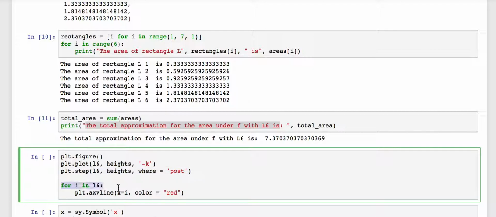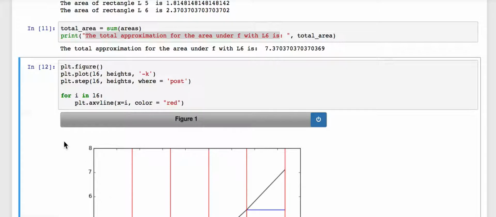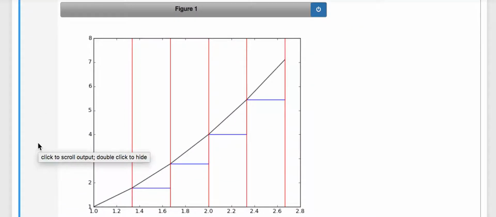Finally, I can draw a vertical line at each of the values in L6, each of those x coordinates, and color them red. And if I execute this, this is the plot I get. So, exactly what we would expect. Here's our curve, x squared.